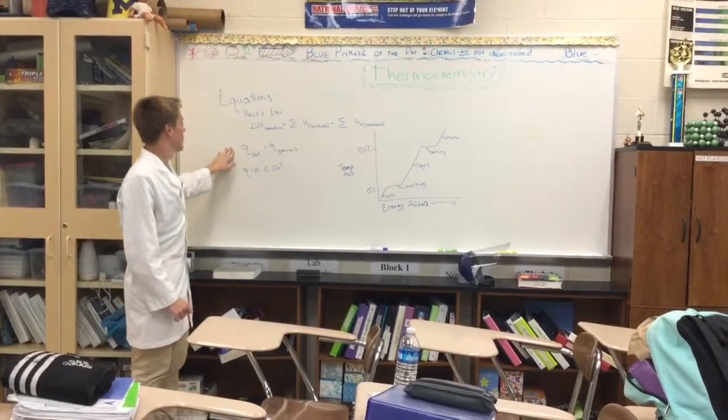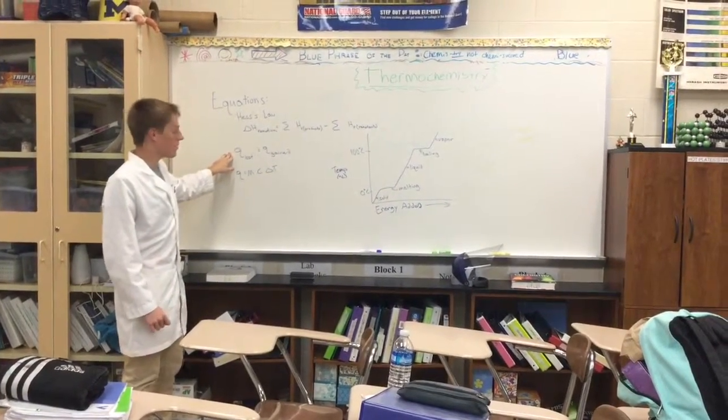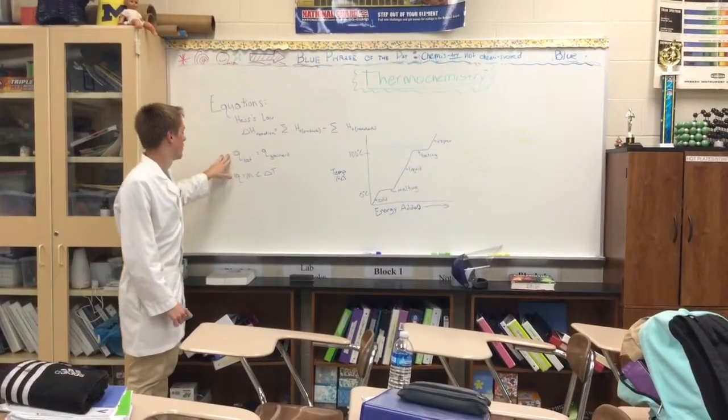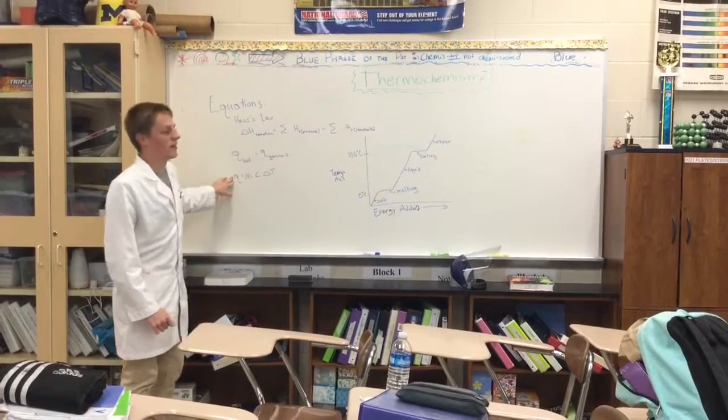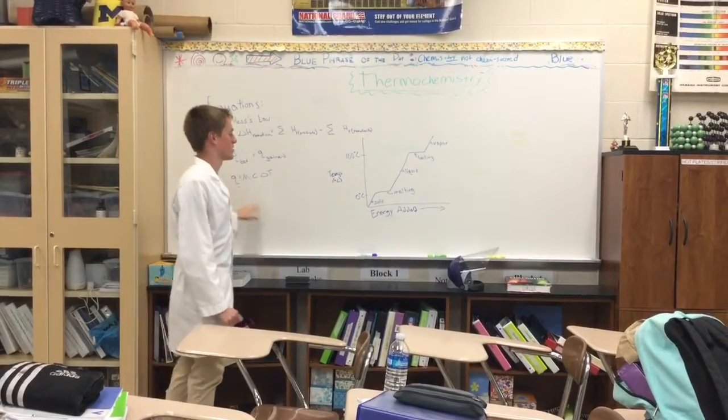The second equation you need to know is Q loss equals Q gain. This describes the conservation of energy. Also, Q equals mC delta T. This allows you to calculate the amount of energy in a reaction.